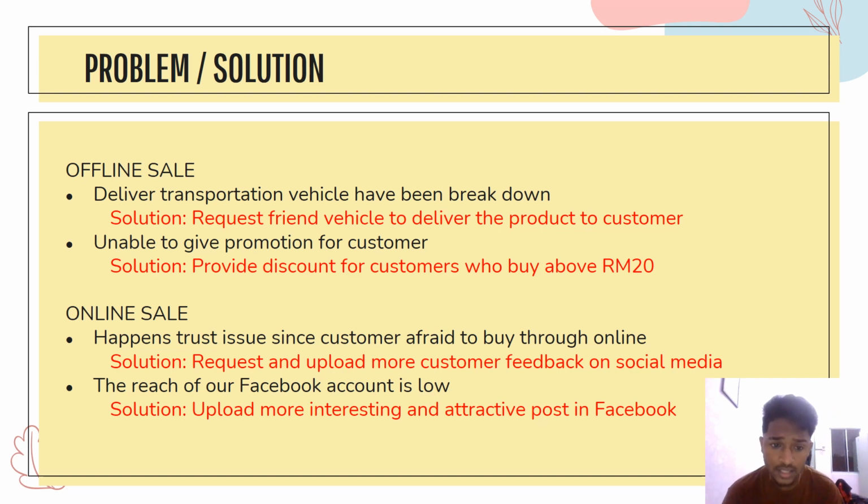So the solution is, although our vehicle has broken down, at least we need to try to request our friend's vehicle to deliver the product to the customer, because our main objective is to deliver the product to the customer in need. And the other problem is being unable to give promotion to customers.